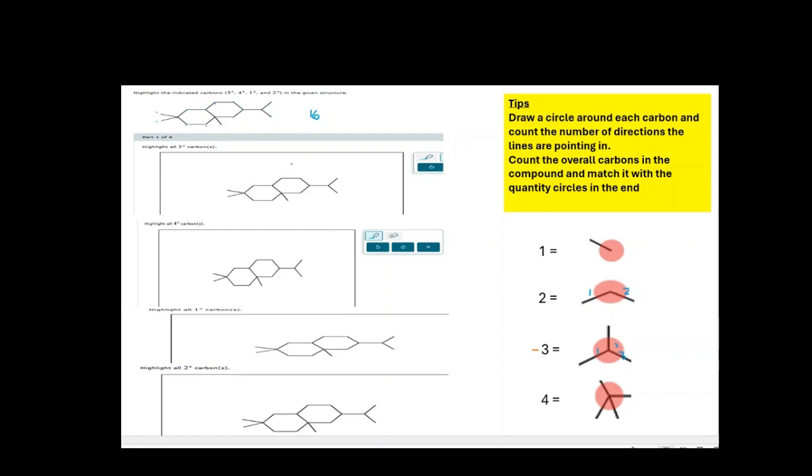So my next trick is that I count the overall carbons in the overall structure. So I have 16, and at the end, when I highlight each carbon, I like to highlight them and then put a number right by them just to make sure that I had a number 16 at the end. So now we can go through the problem itself.